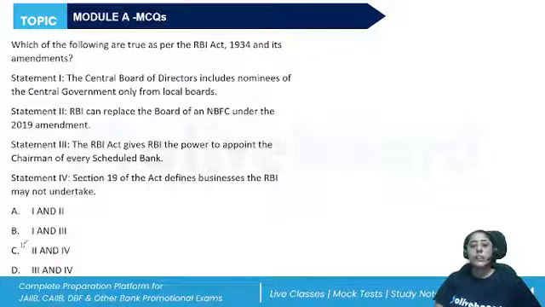Which of the following are true as per the RBI Act and its amendments? The Central Board of Directors includes nominees of the central government only from the local boards. RBI can replace the board of an NBFC under the 2019 amendment. The RBI Act gives RBI the power to appoint the chairman of every scheduled bank. Section 19 of the Act defines businesses the RBI may not undertake. So now we are talking about the RBI Act.